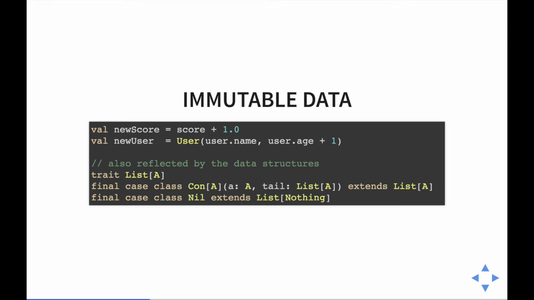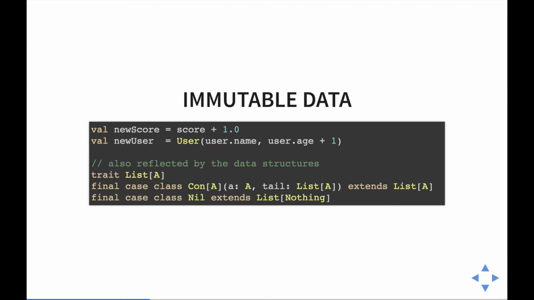This data is immutable. What does that mean? It never changes. In the moment you create data, it stays the same for its whole existence. If you want to change data, as I already said, you have to create new data. So if you want to create a new score of the type double, you have to take the old one and do some operations on it to create a new one. The old reference or the old data stays the same. The same example works for the case class where you have to create a new one when you want, for example, in this case, to increase the age of the user. This also has to be reflected by these data structures.